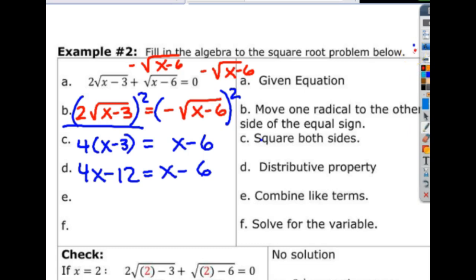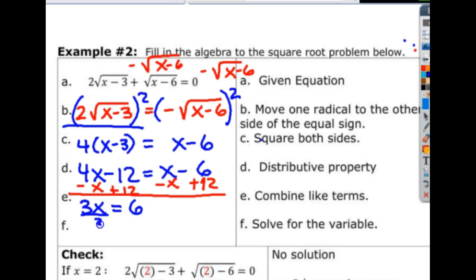Now I need to combine like terms. I need to subtract x from both sides. And I need to add 12 to both sides so that I can combine like terms and get 3x. 12's cancel, x's cancel. And then divide by 3, and what's my answer?